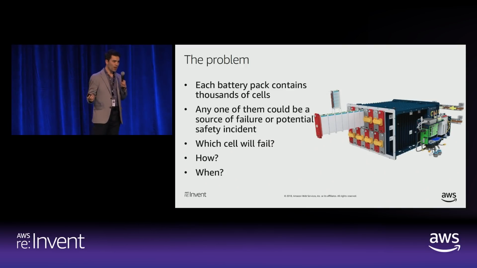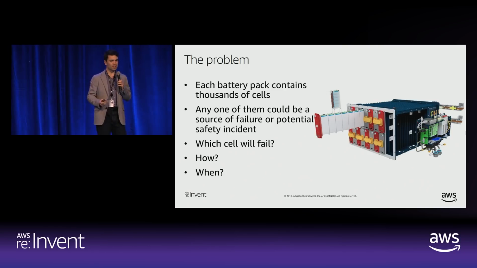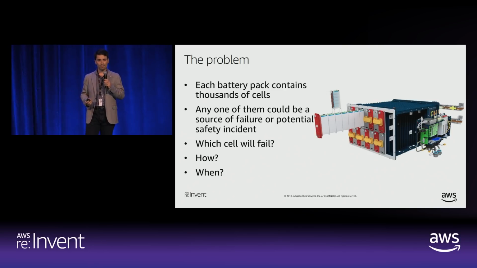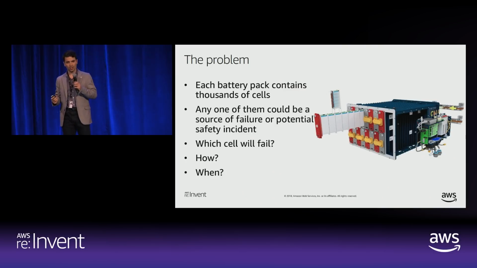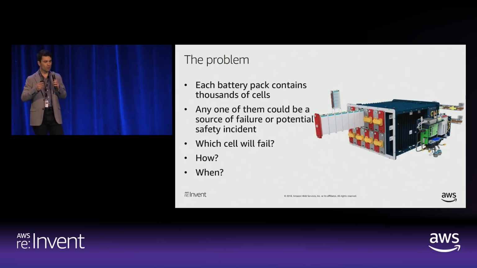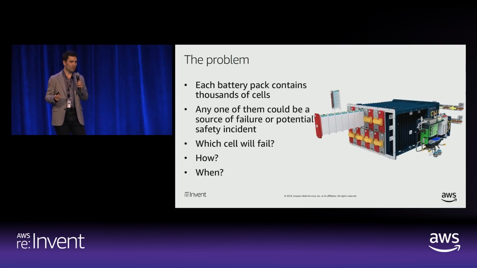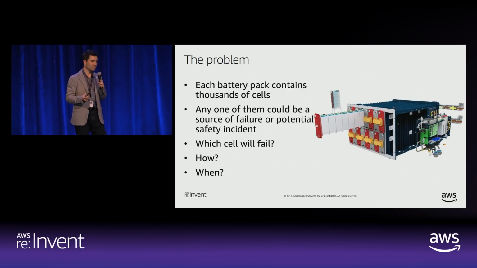So we were putting out battery packs in the field. They're going into buses in London. So we thought, how are we going to work this out? How are we going to tell which cell is going to fail? How is it going to fail? And when is it going to fail? And the problem here is that actually this is a highly non-linear problem. These batteries are pretty complex. They've got a lot of thermal characteristics, a lot of chemical characteristics that make it quite difficult to predict what is going to go wrong.